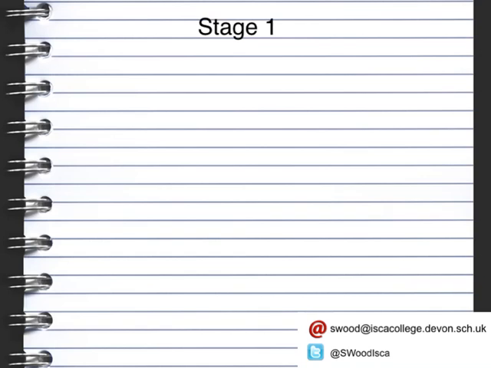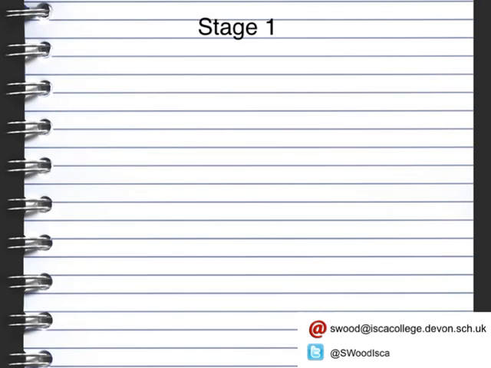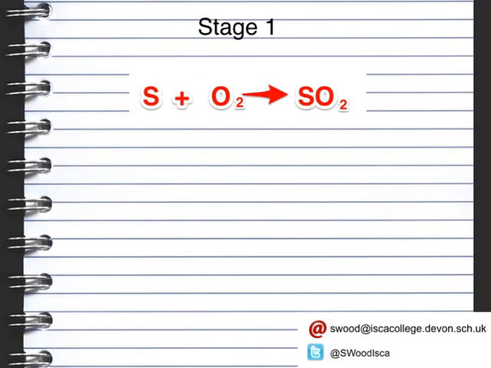Now the first stage of the contact process is to make the sulfur dioxide from sulfur. We'll see this all the way through, where we've got the 3 stages, and for this stage we're looking at the first one, which occurs in the furnace. What happens in the furnace is we have 2 raw materials, sulfur and oxygen, which react to give sulfur dioxide. This is not an equilibrium, it's a straightforward forward reaction that enables sulfur dioxide to be produced.